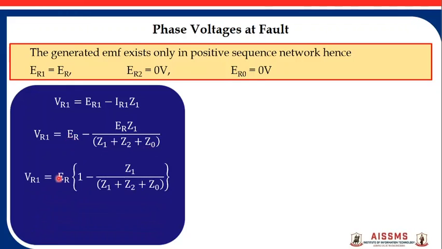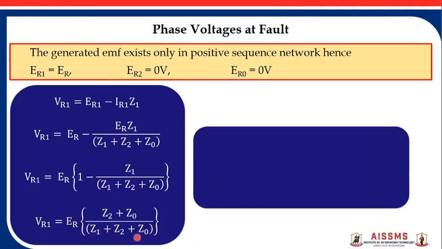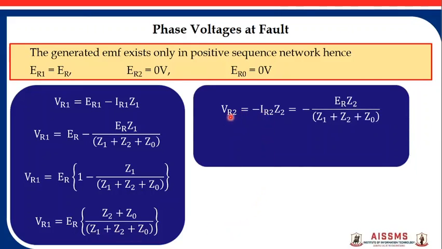So ER is taken as common, so this will be 1 minus Z1 divided by Z1 plus Z2 plus Z0. After simplifying, we get VR1 as ER into (Z2 plus Z0) divided by Z1 plus Z2 plus Z0. Similarly, VR2 will be minus IR2 Z2, and IR2 and IR1 will be the same. So VR2 will be minus ER into Z2 divided by Z1 plus Z2 plus Z0. Your VR0 will become minus IR0 into Z0, so it will be minus ER into Z0 divided by Z1 plus Z2 plus Z0.